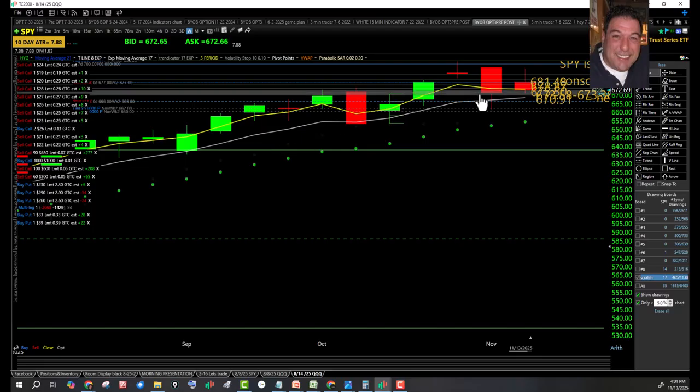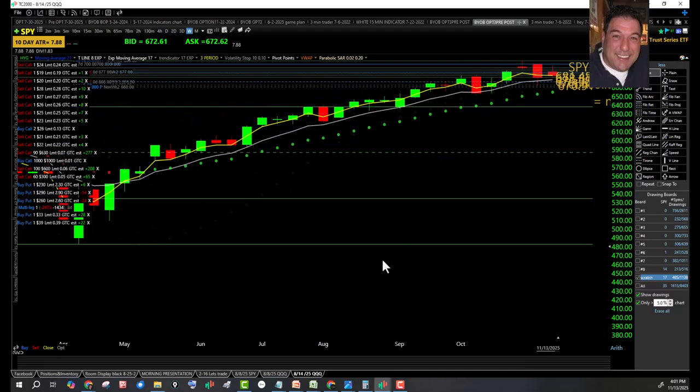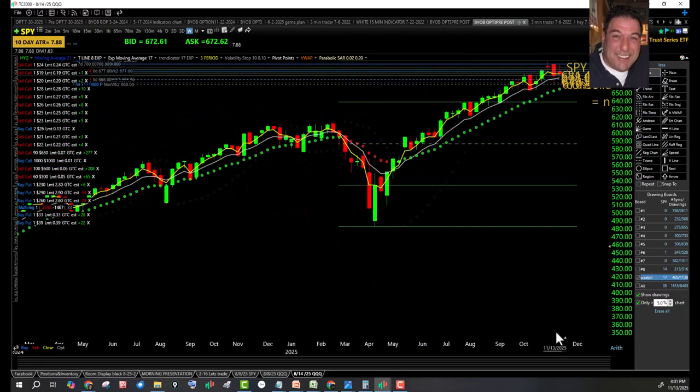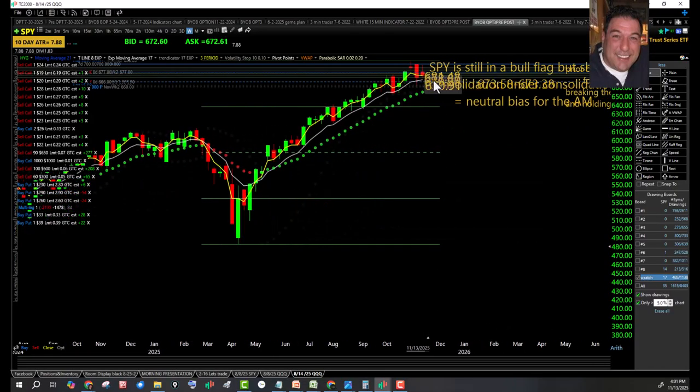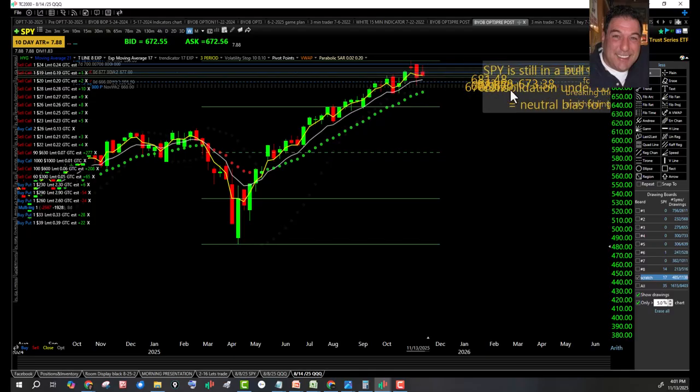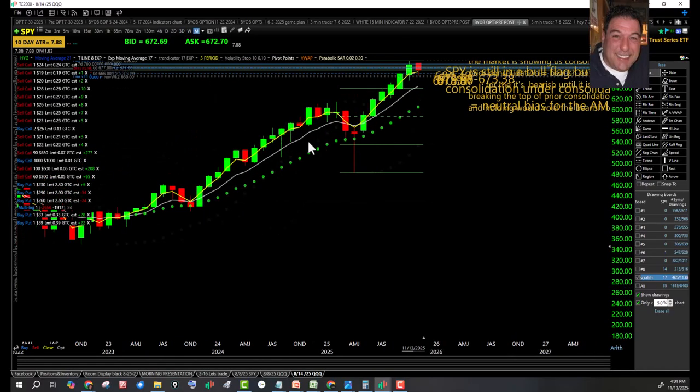Weekly chart still in an uptrend up here. I'll zoom way out so you can see it, and I'll move it over. Okay, so you've got lots of green dots. All right, 3 EMA on top of the 8. Weekly uptrend coming into the close. Monthly uptrend coming into the close on SPY.